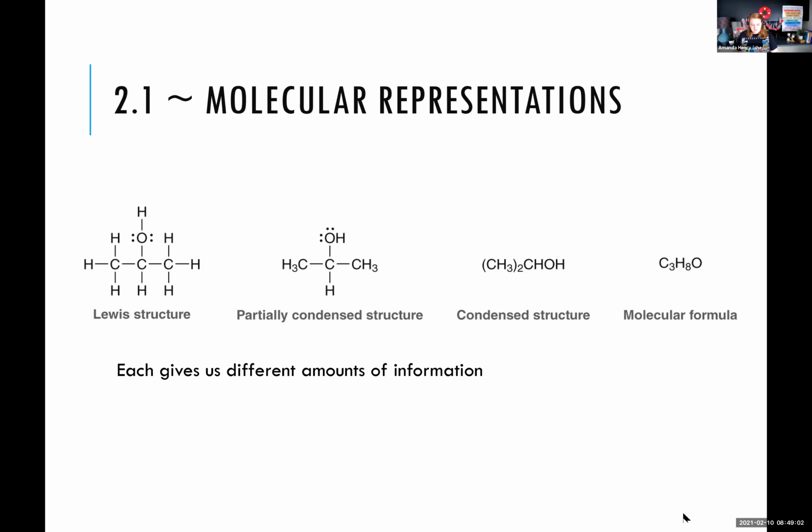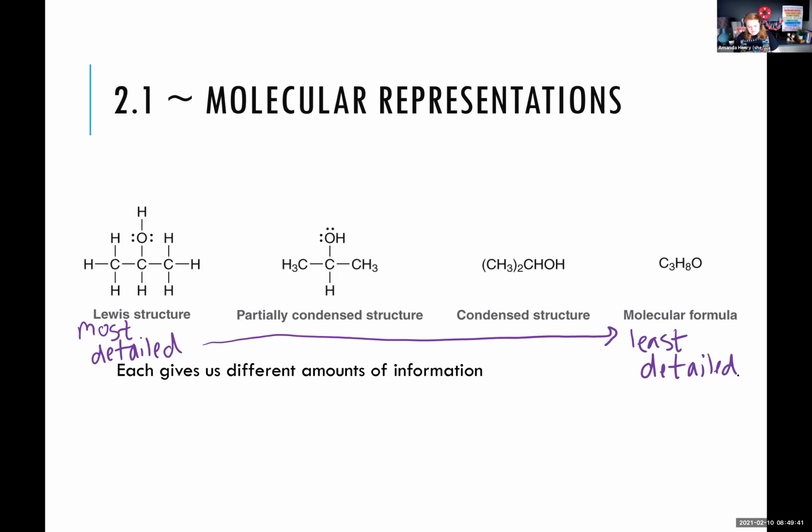So we have a couple different ways to draw the same molecule on the slide here. These are all representing the same thing, and they're all giving us different pieces of information. The Lewis structure is the most detailed, and this is what you learned how to draw in general chemistry. It's showing every single bond between carbon and hydrogen and oxygen and hydrogen. And then as we go down the line, we get to the least detailed, which also means it's giving us the least amount of information.